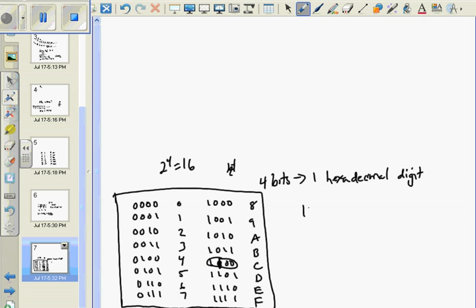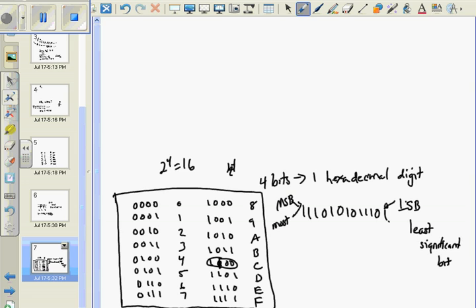All right, so let's try this out. What if we had a number, I'm going to make it up again. Here's our binary number. You start from grouping from the right. By the way, the most right digit is called the LSB, which means least significant bit, and the most significant bit is on the left, MSB, most significant. All right, so we're going to group starting from the least significant bit into groups of 4.